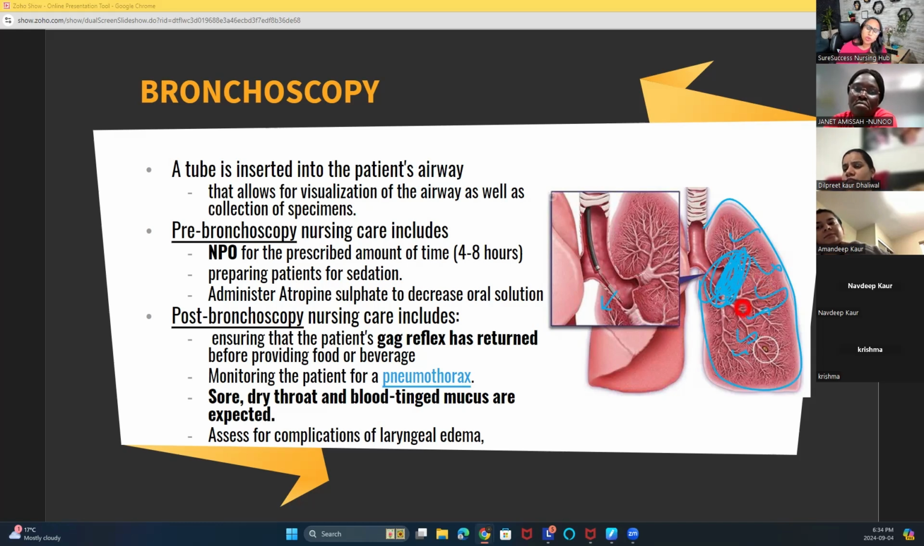Pneumothorax. We will study about pneumothorax. I don't want to teach you pneumothorax at this point. Let's come back to bronchoscopy. So the tube is inserted to visualize the airway. And you just imagine yourself.